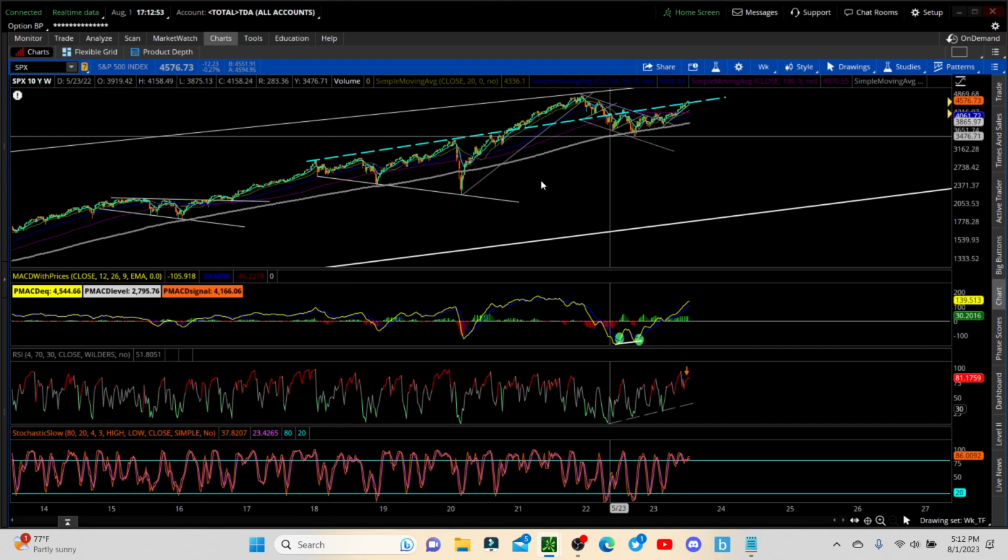This would be a perfect area. It doesn't have to be on there. It's a zone. That's how it works, just like this, popping over and coming back under. Well, we're retesting that area right now.